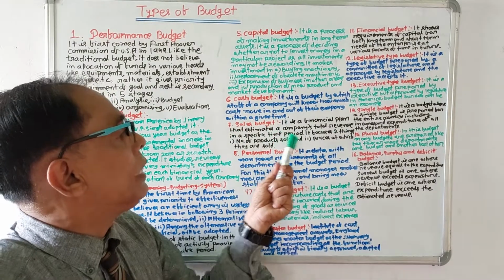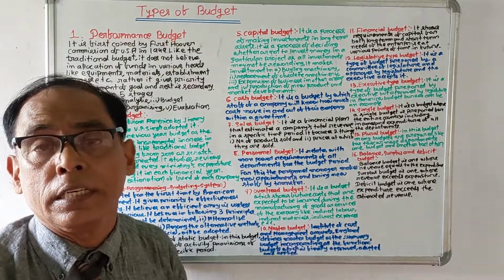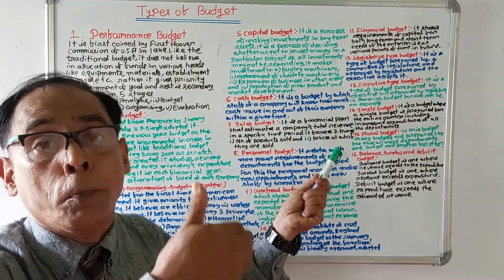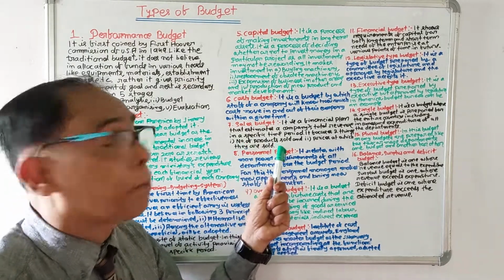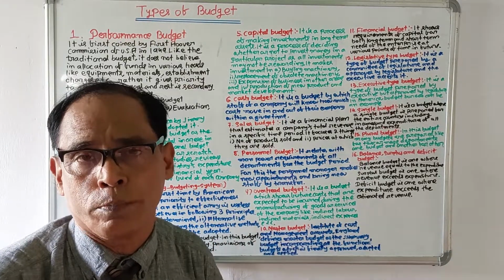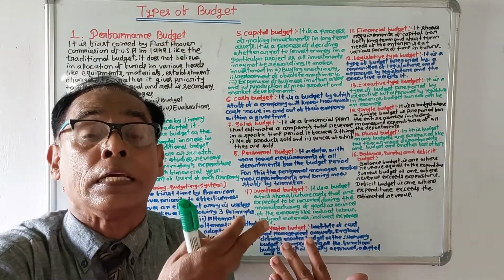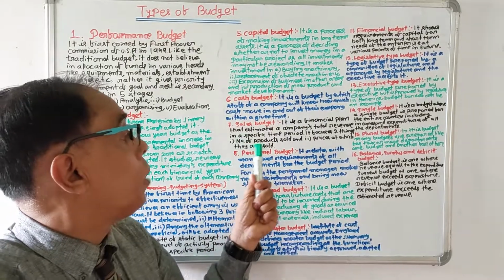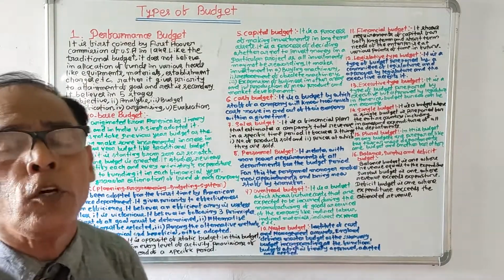Then the sales budget. It is a financial plan that estimates a company's total revenue. What is the revenue of a company? It is known by the sales budget. The sales budget focuses on two things: number 1, how many products are sold, and number 2, the prices at which these products are sold. So it is a budget by which the revenue of the company can be known.